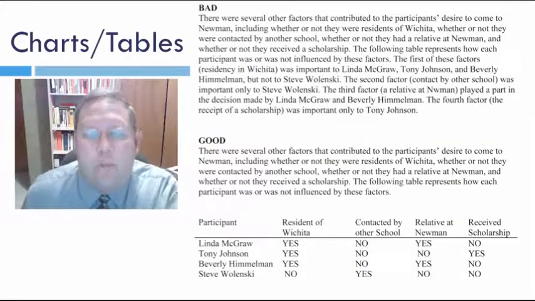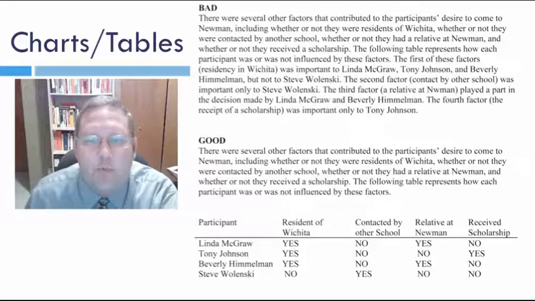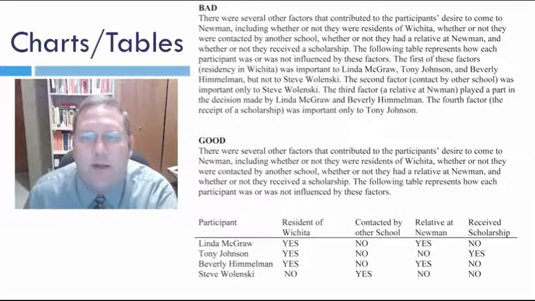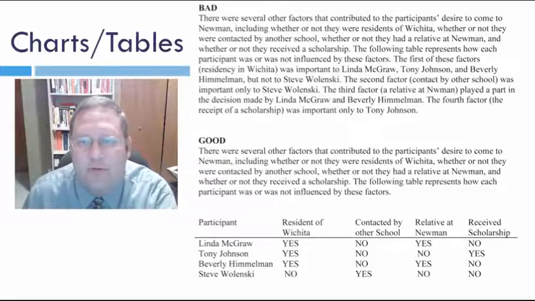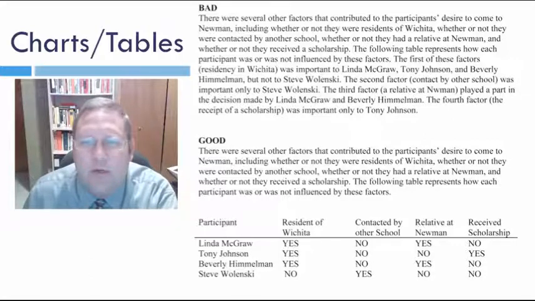Let's return to our mythical study of people who came to Newman for various reasons. You look at the right-hand side and there's a bad and a good example of how to include this data. Let me read the bad example just so you can see how confusing it is.